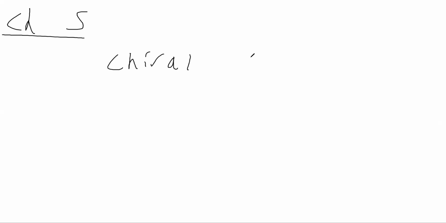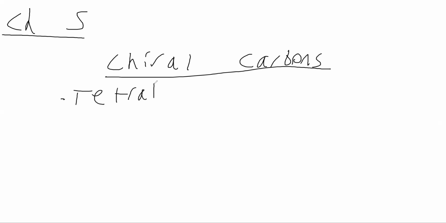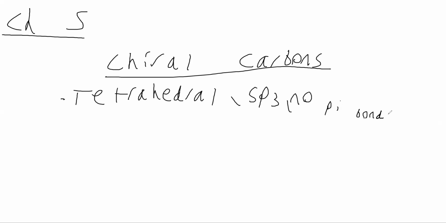chiral carbons, like being able to identify them, when a carbon can be chiral, when it can't be chiral. So in order for a carbon to potentially be chiral, it has to be tetrahedral, so that means sp3 hybridized. That means no multiple bonds, no pi bonds. So that's a first criteria you should look for if you see double or triple bonds. Just count those out when you're asked to identify chiral carbons.